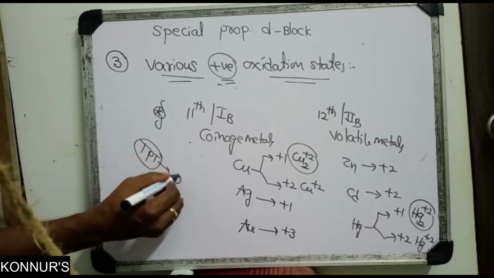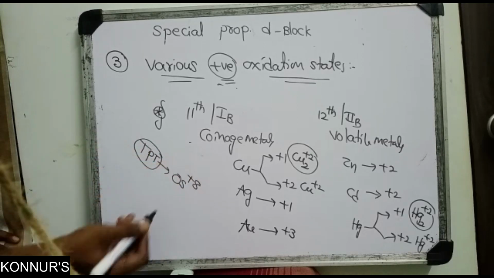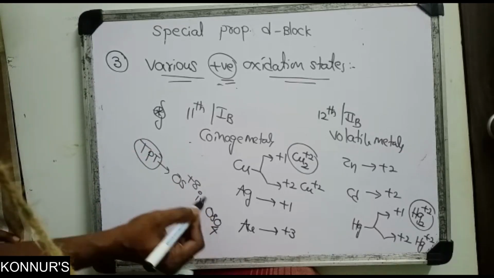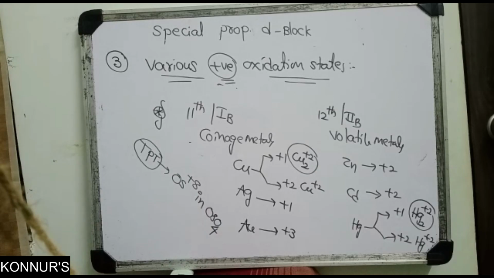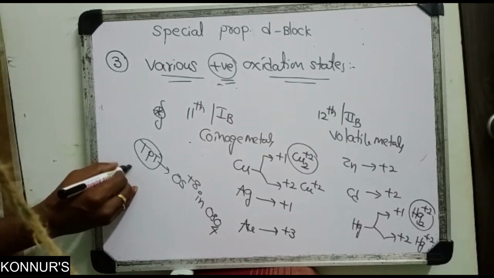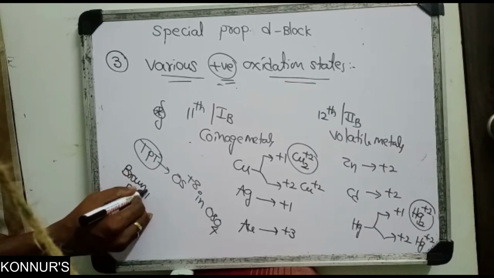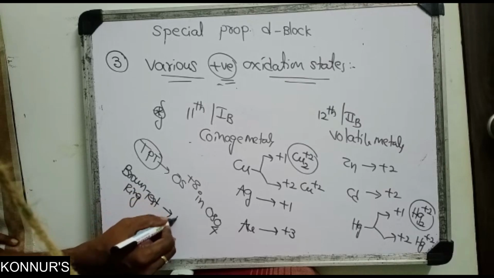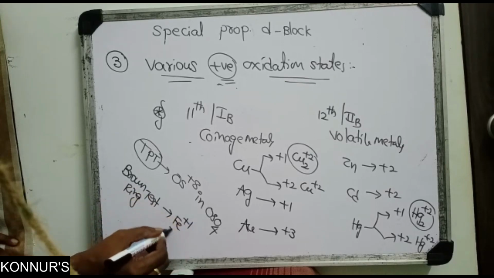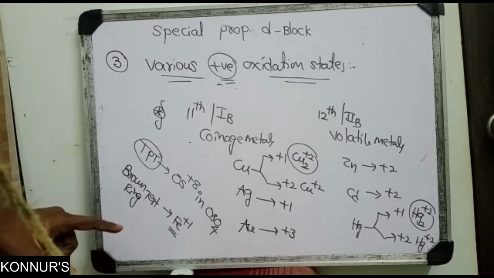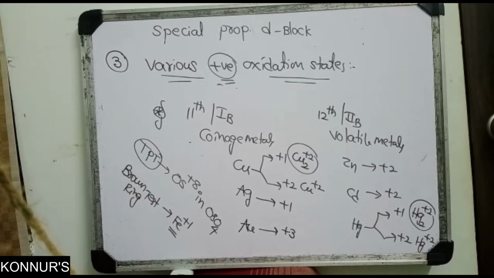Next, in the total periodic table, osmium is showing the highest oxidation state, that is plus 8 in osmium tetroxide, OsO4. Next, in the brown ring test, iron is showing plus 1 oxidation state. So wherever there are disturbances and deviations, you must concentrate on that.